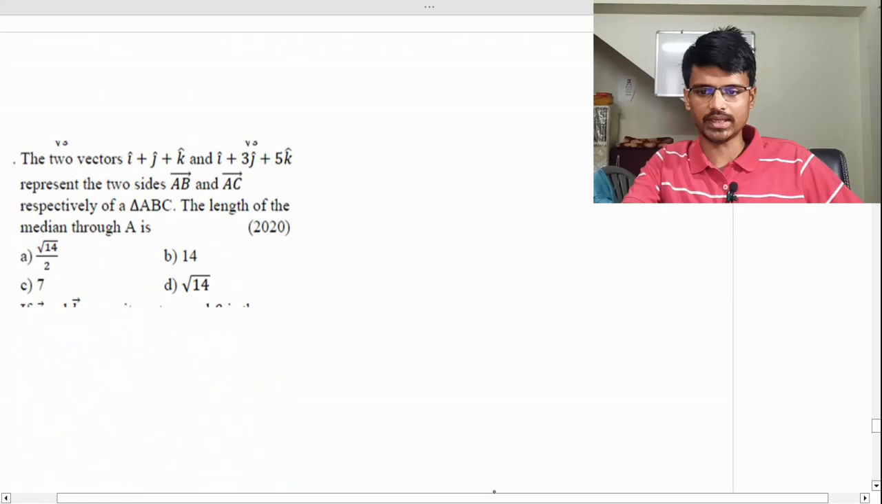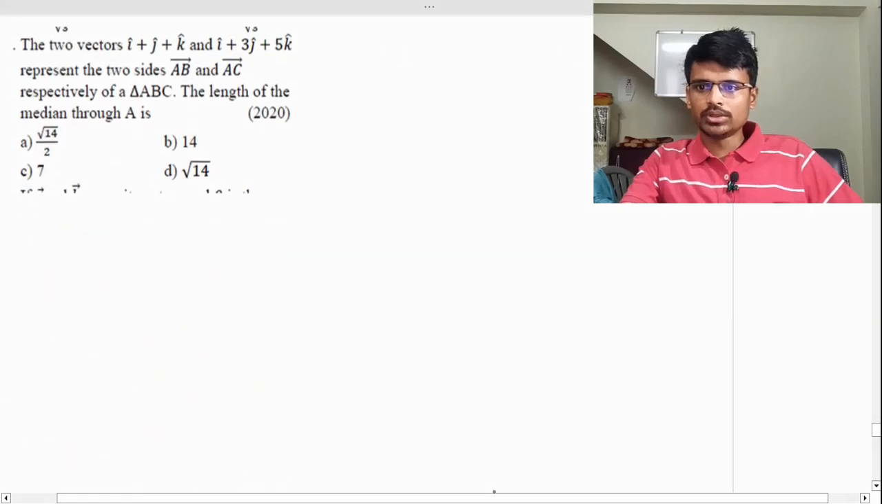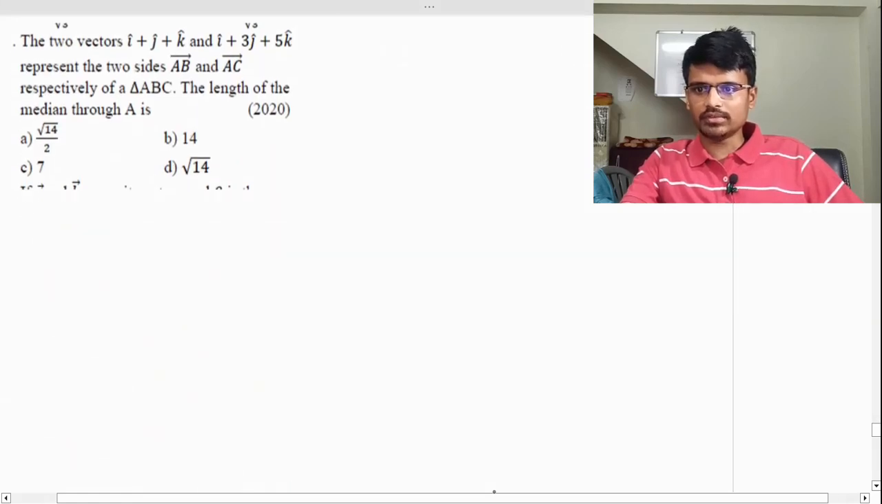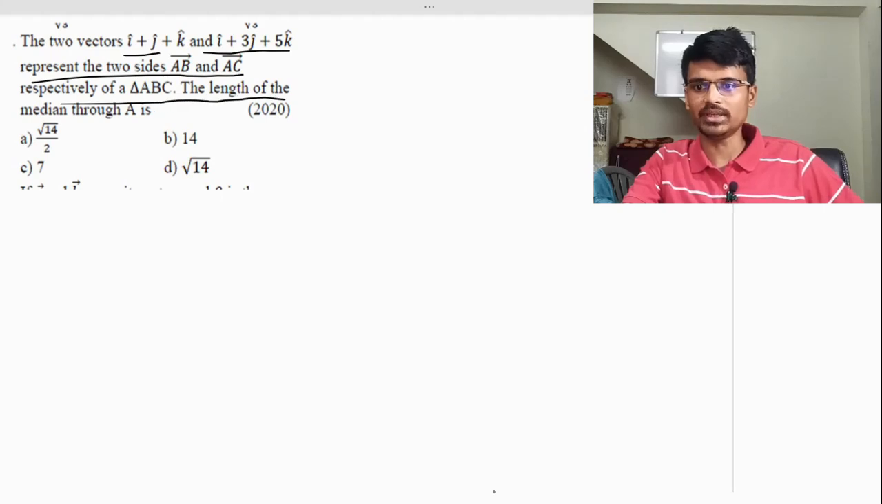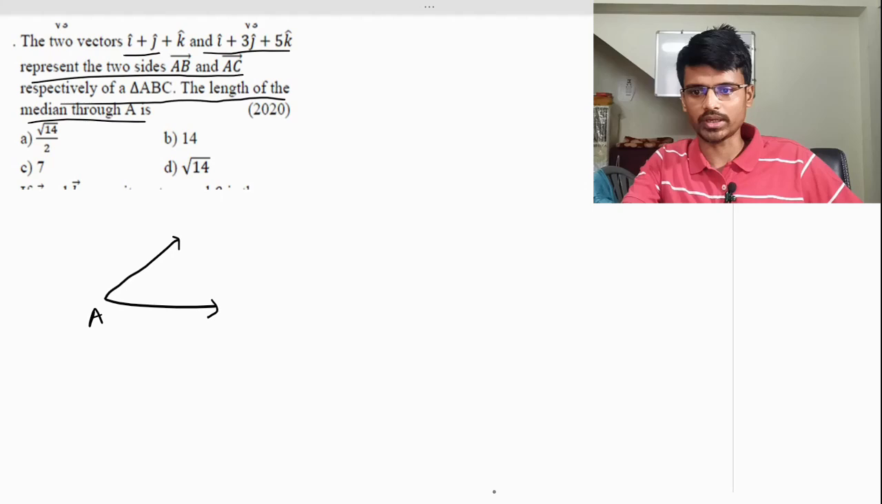Let's move to the next question. So here we have got two vectors. If the two vectors i plus j plus k and i plus 3j plus 5k represent the two sides AB and AC respectively of a triangle ABC, the length of the median through A is? So let's draw a rough figure and try to understand this. Here, as you can see, A is the common point, A, B, C. Let the triangle that is formed be like this.